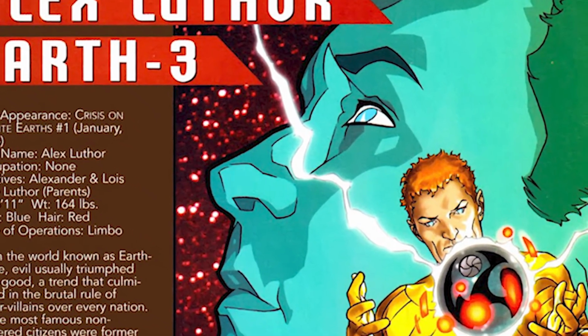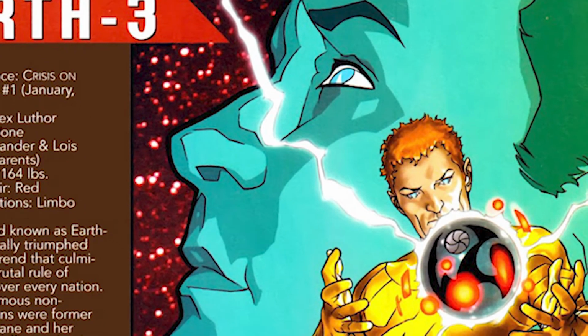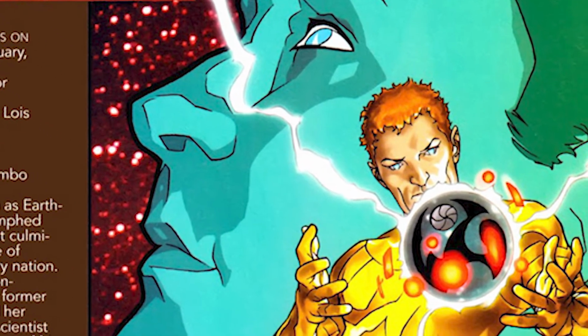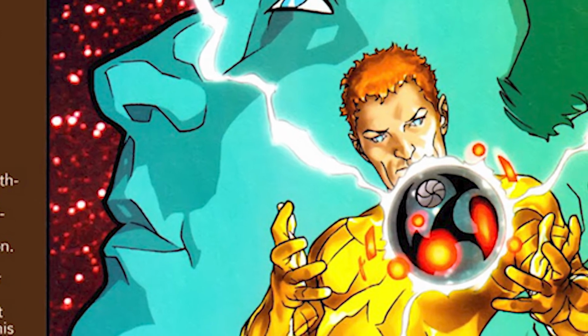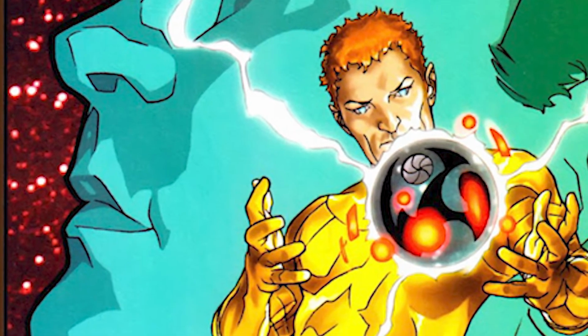And the last one is Alexander Luthor, who is important in this one because he helps bring together the universes and unites them. And Alexander Luthor is not Lex Luthor. Alexander Luthor is from Earth 3 and is actually a good guy married to Lois Lane.